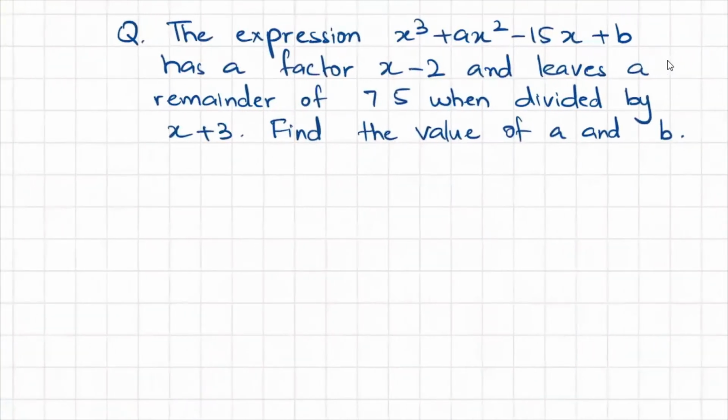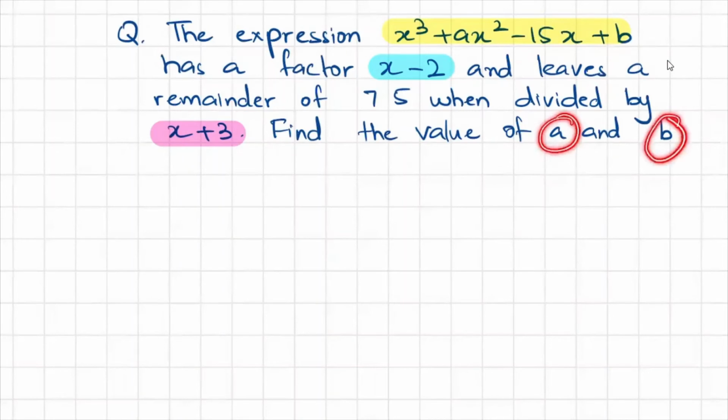The next question is the expression. I'm just highlighting the thing so you know. This is the expression and it has a factor of this and it leaves a remainder of 75 when it is divided by this. So it's a factor and then the other one is a remainder, and we need to find the values of A and B. This is A over here and this is B over here. Okay, let's find it out.